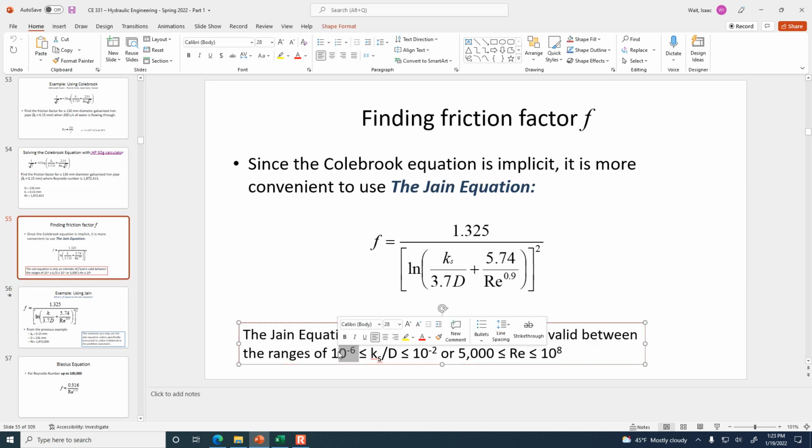Like, for example, our K sub s to D for this problem is 0.001. So we're right in the middle. We're in a good spot for the K sub s to D. Our Reynolds number in this problem was 1 times 10 to the 6th. So we're in the middle of the Reynolds number range, and so we're in a pretty good zone. But if we were closer to the border of these limits, then there'd be a bigger discrepancy between the Jain equation and the Colebrook equation.